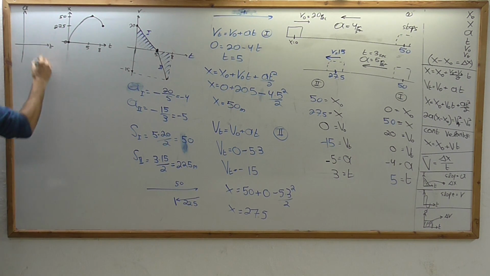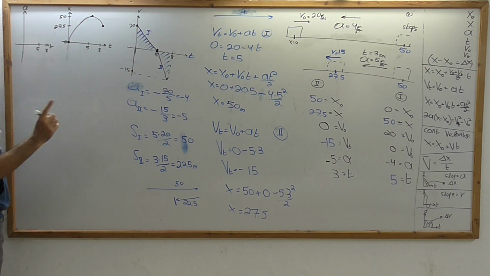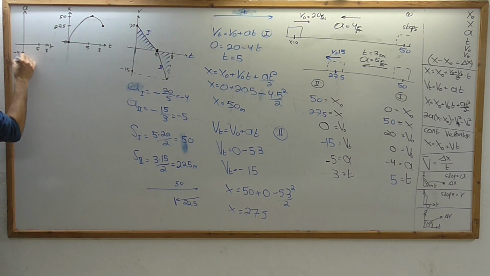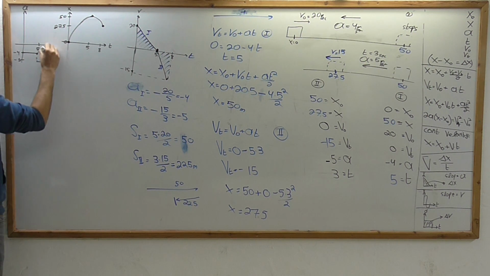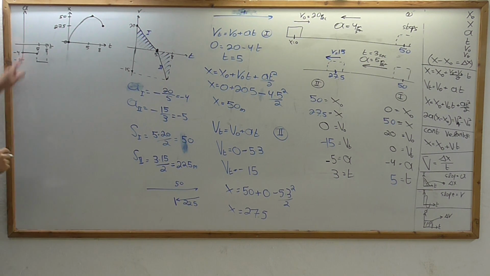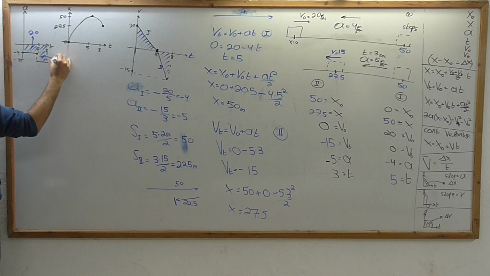Okay, the last graph is A versus T, 5, 8. We had two accelerations. We had minus 4 and minus 5. Minus 4 was the first part, minus 5 was the second part. So everything is negative here. If I calculate the area here, it will be 20. If I calculate the area here, it will be 3 multiplied by 5, which is 15.